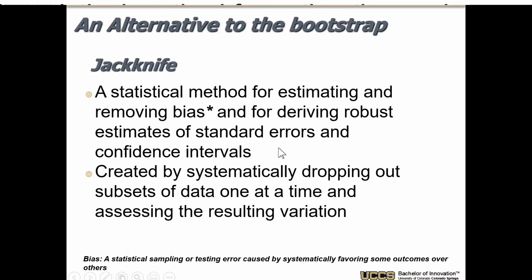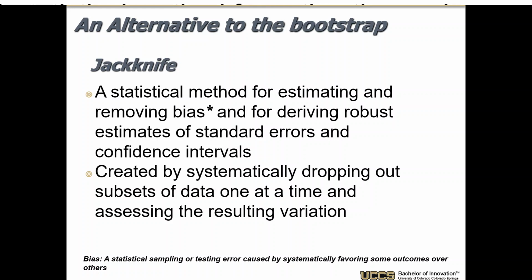So Jackknife is a variation of bootstrapping, and it's really a method for estimating and removing bias. There's a couple of papers on this. I'm not really sure, because it's removing bias based on a set of assumptions of what's going to happen. It really only works well in some cases, depending on what the biases you're going to observe are. It works by systematically dropping out subsets of data one at a time and assessing the variation in the results. So it's related to cross-validation, as we'll see in a second.